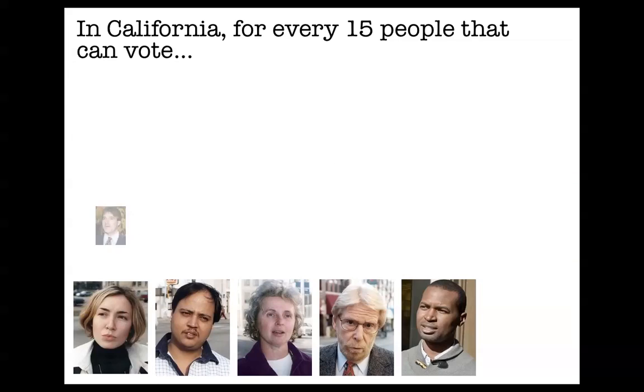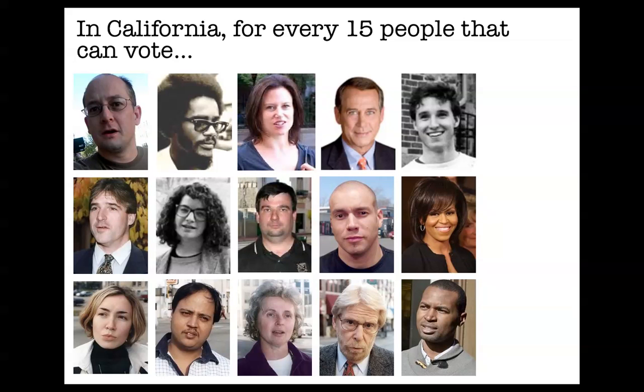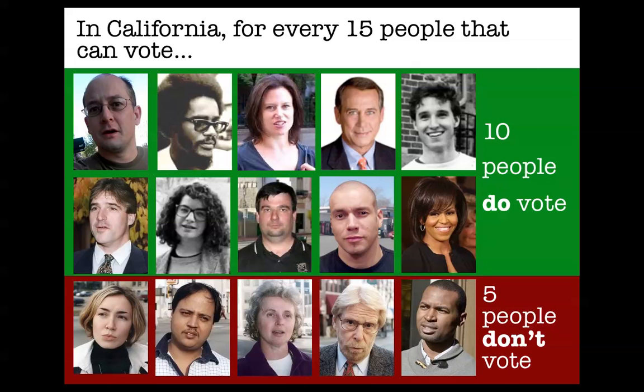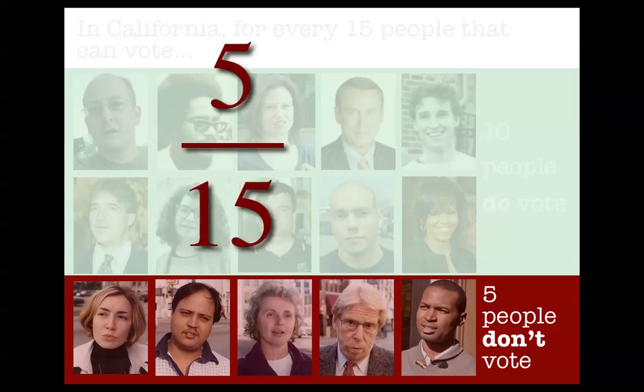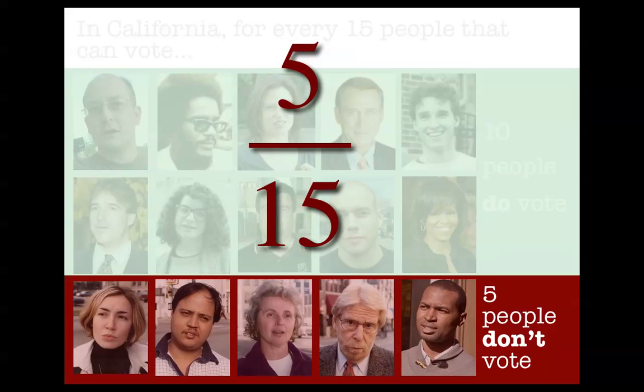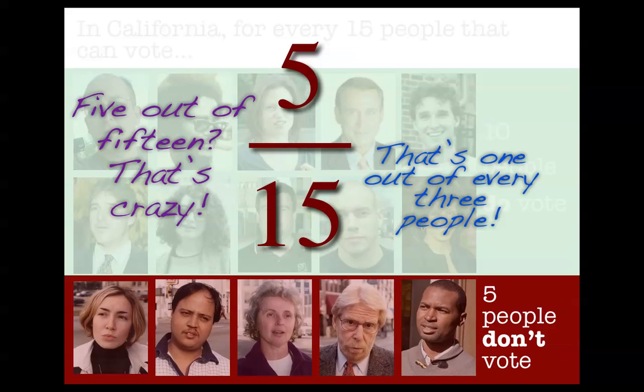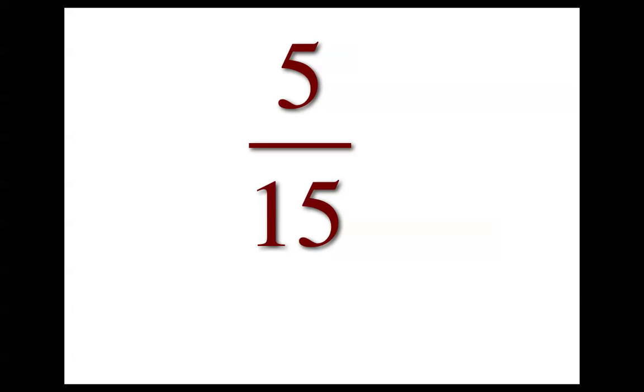Did you know that in elections in California, for every 15 people that can vote, 10 people do vote and 5 people don't vote? Did you realize that out of every 15 people that can vote, 5 out of those 15 just choose not to exercise their right to vote, which is kind of like 1 out of every 3 people just deciding, nah, I don't want to cast a vote. That's kind of crazy. But the reason I bring that up is because this is what's called a ratio.